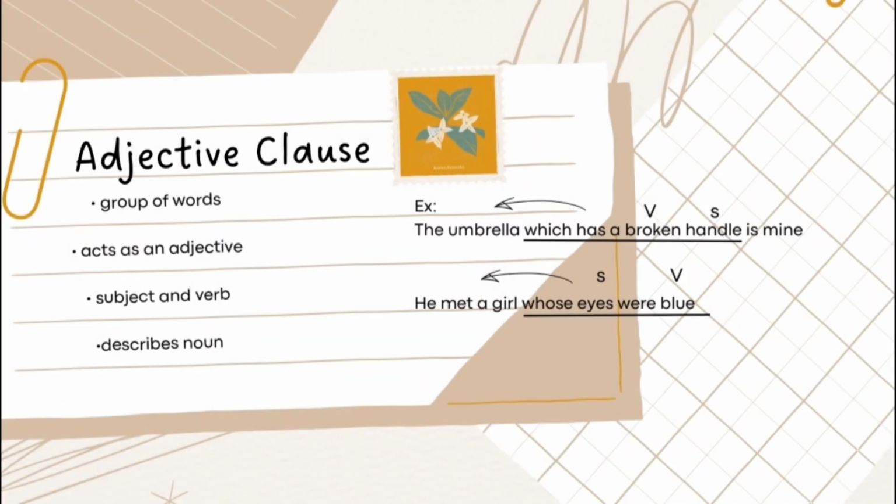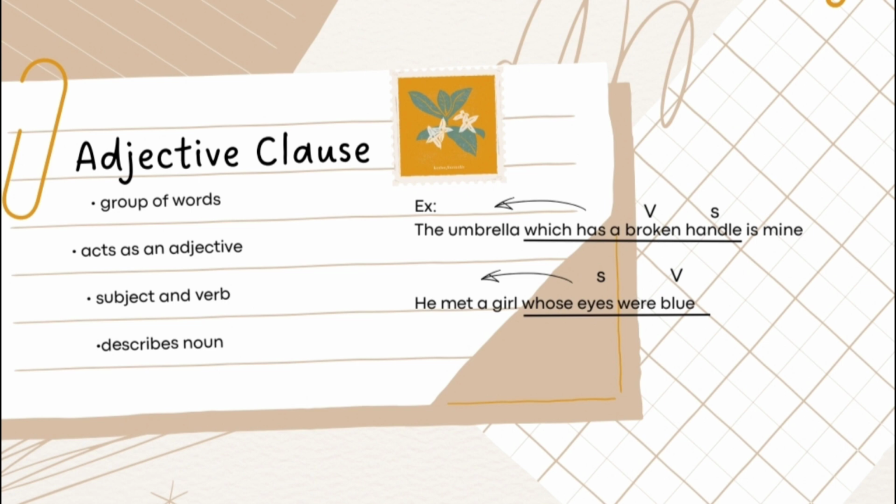Let's look into the next type of clause, the adjective clause. This clause is a group of words having a subject and a verb of its own, and it acts as an adjective in the sentence. Now, what does the adjective do? They describe a noun, and so that's the adjective clause. For example, the umbrella which has a broken handle is mine. Here, the clause which has a broken handle is an adjective clause, as it has a subject and a verb of its own, and is describing the noun umbrella.